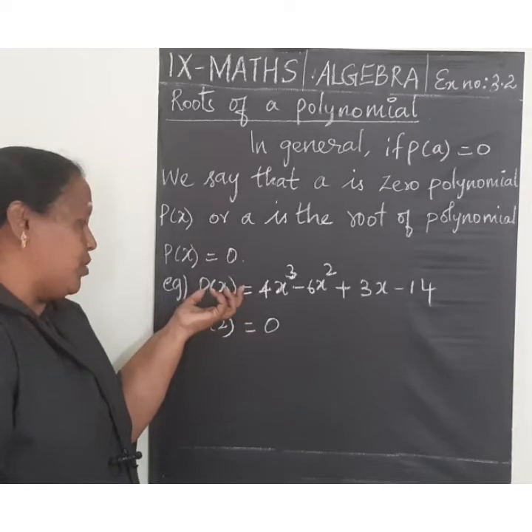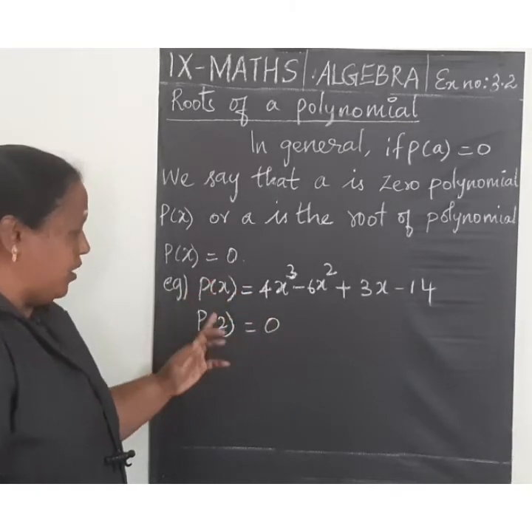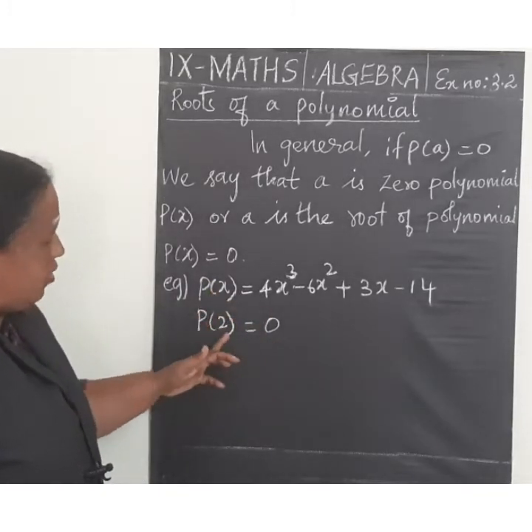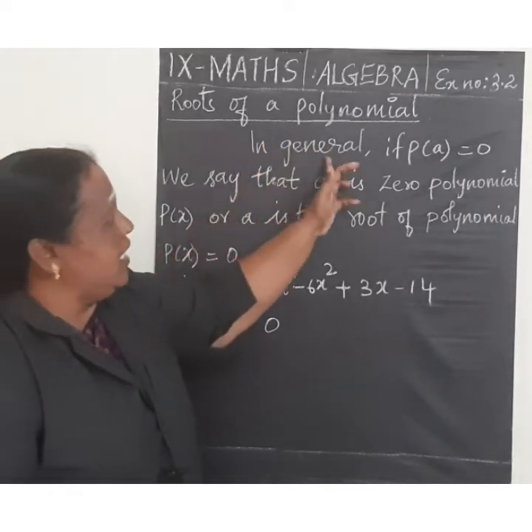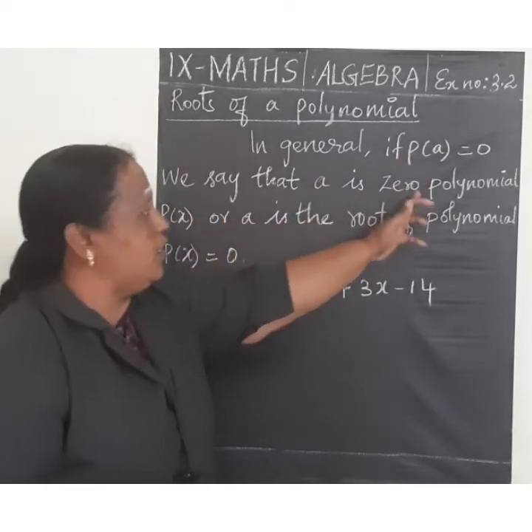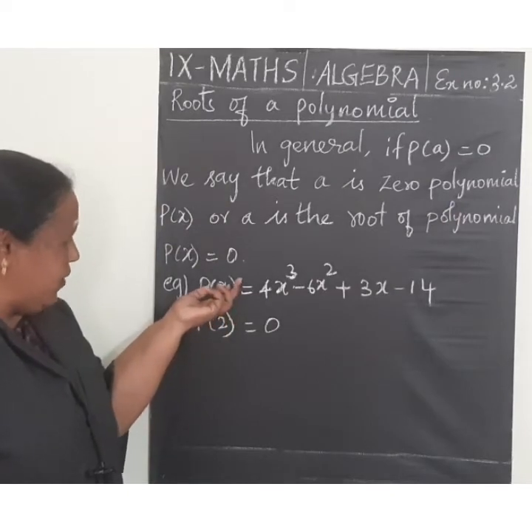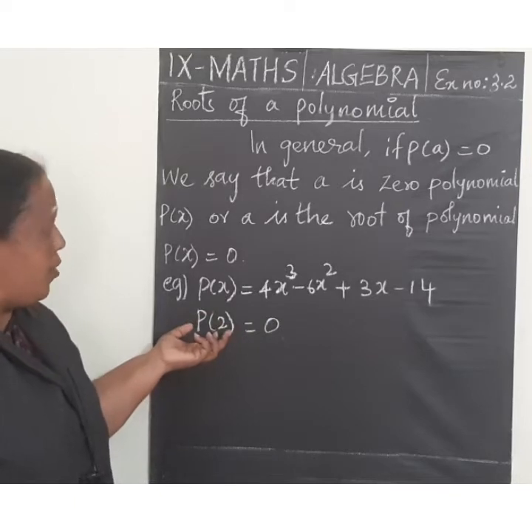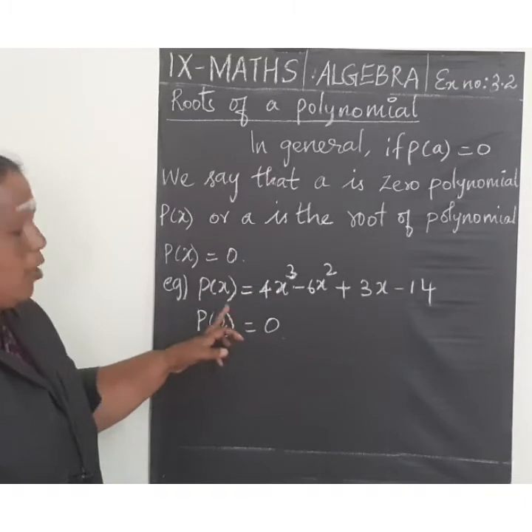When we substitute a number in p of x and get the value 0, we call that number a root of the polynomial. In general, if p of a is equal to 0, we say that a is the 0 of the polynomial. When we substitute 2 in the place of x, we get 0. So 2 is the 0 of the polynomial, or otherwise we can say 2 is the root of the polynomial.